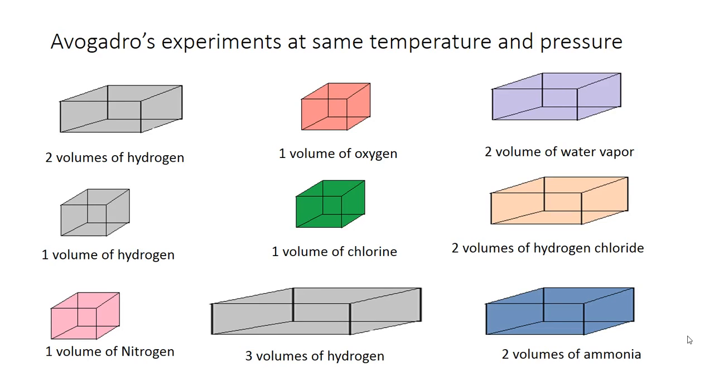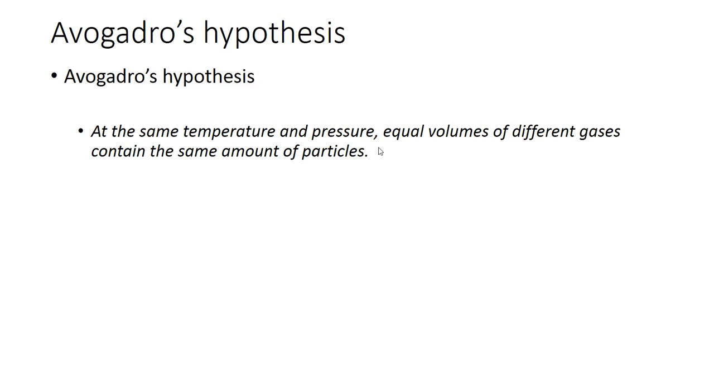So I think I can have a hypothesis from here. He hypothesized that at the same temperature and pressure, equal volumes of different gases contain the same amount of particles. So if you see one gas at 3 liters and another gas at 3 liters, at constant temperature and constant pressure, you know that those 2 gases have the same amount of particles. That's what Avogadro's hypothesis says. If these conditions are different, then Avogadro's hypothesis does not hold.